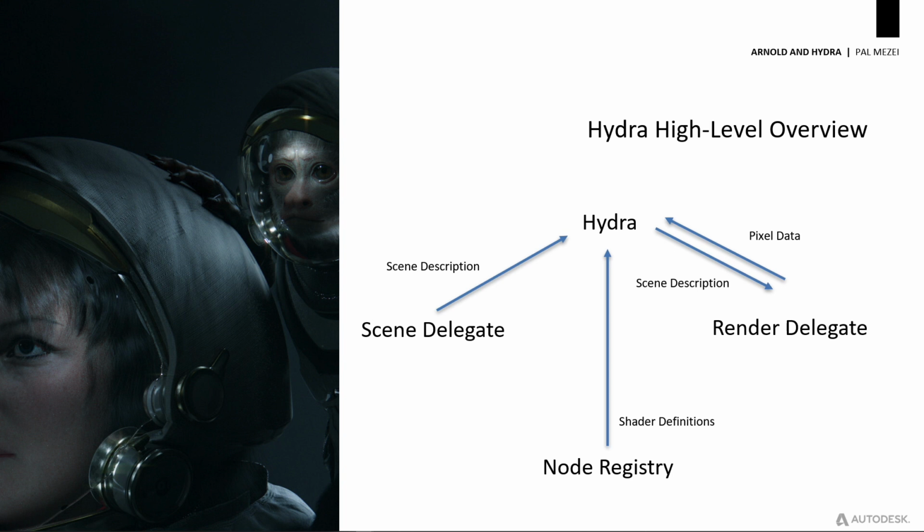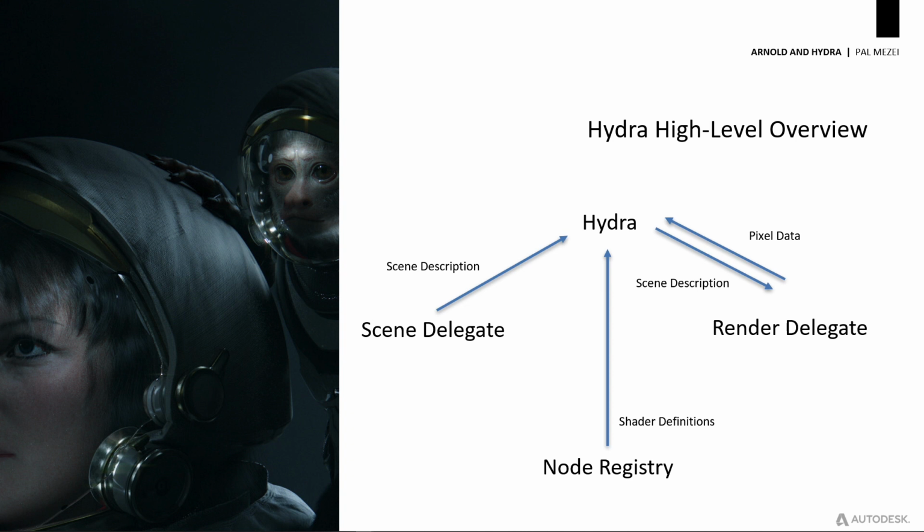Hydra is a library that connects a scene delegate to a render delegate and produces images. It uses this scene delegate to generate a scene description for rendering. This could mean reading data from a USD file or host application directly, like Maya or Houdini. Then Hydra feeds the scene description to a render delegate, like the Arnold one. The render delegate interprets the scene and uses the underlying renderer to calculate and return pixel data, AOVs like color, depth, primitive IDs, or light path expressions.